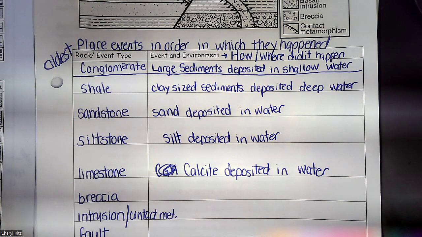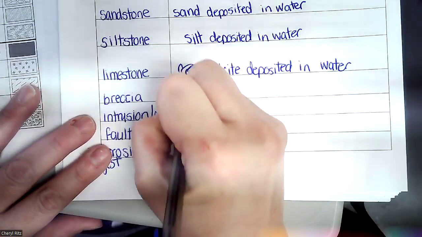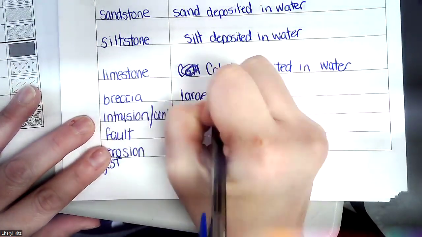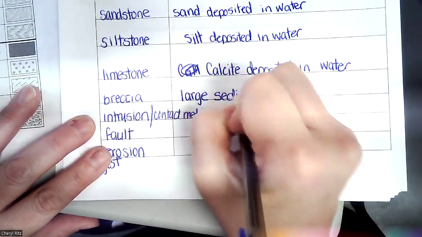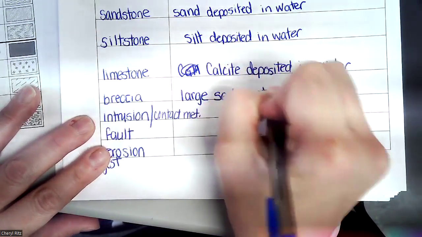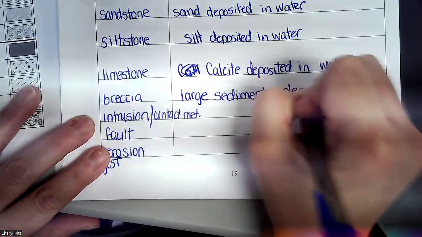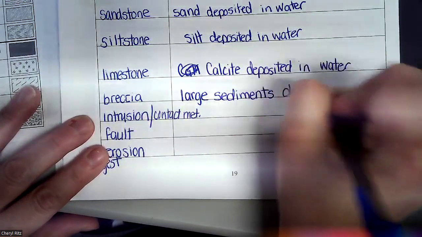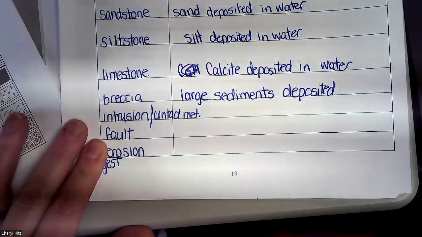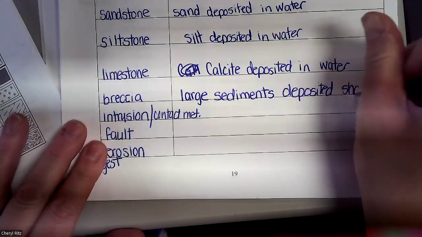Check out breccia. Pebbles, cobbles, and boulders. What are pebbles, cobbles, and boulders? Large sediments. And where do large sediments get deposited? Shallow.